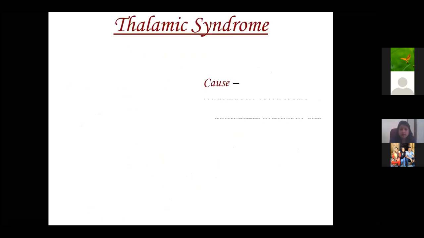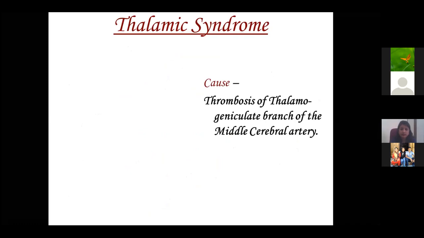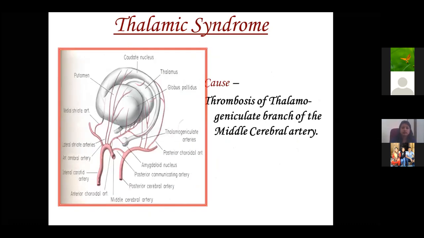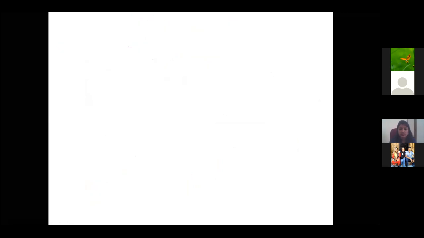So what is this thalamic syndrome? This is the applied aspect of the thalamus. The thalamus is supplied by the middle cerebral artery, an internal branch of the internal carotid artery, which supplies all the parts of the nuclei of the thalamus along with the basal ganglia. So thrombosis of the thalamogeniculate branch of the middle cerebral artery causes thalamic syndrome.